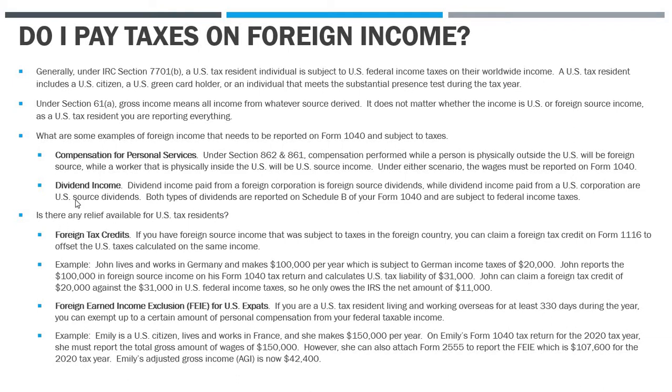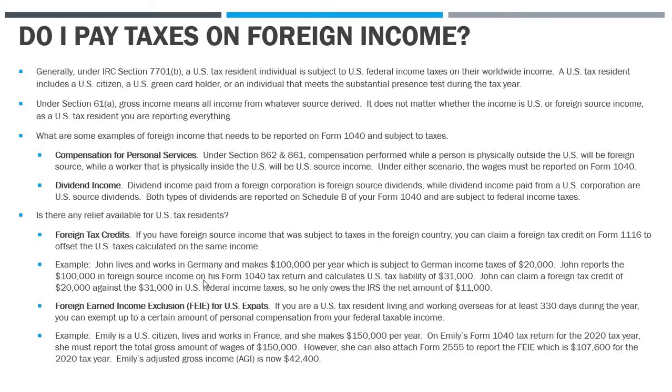So here are the relief provisions for U.S. tax residents, right? Foreign tax credits are a big one. If you have foreign source income that was subject to taxes in that foreign country, you can generally claim a foreign tax credit on Form 1116 to offset the U.S. taxes calculated on that same income.